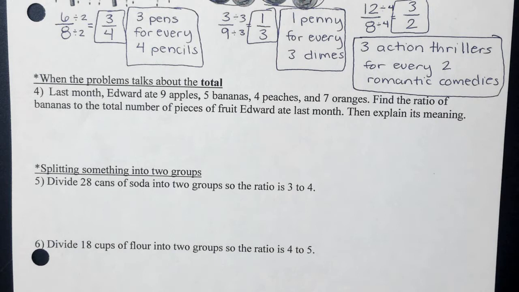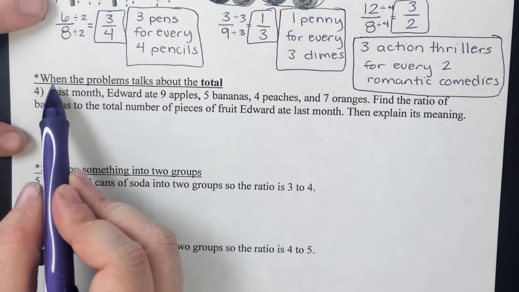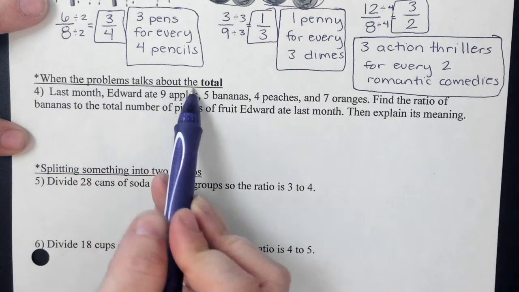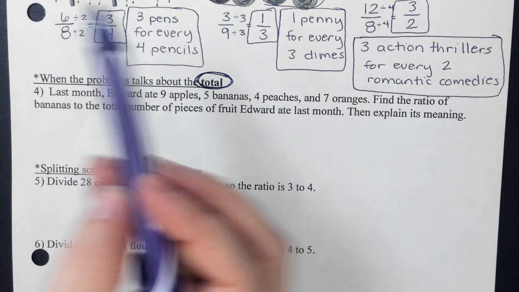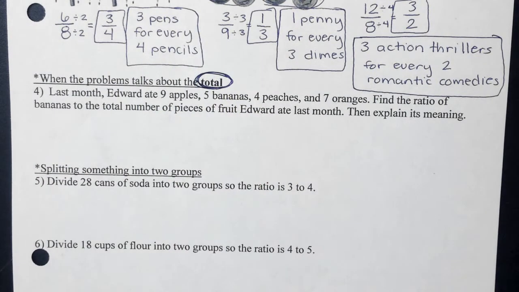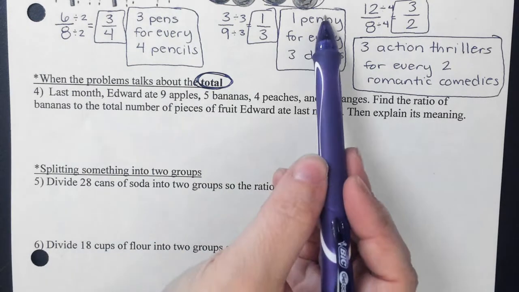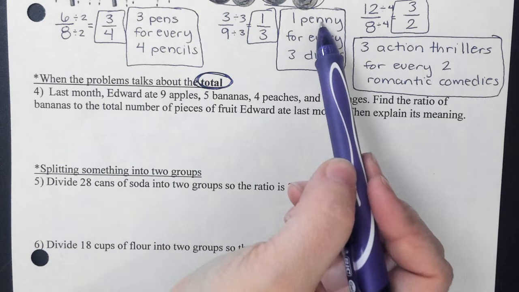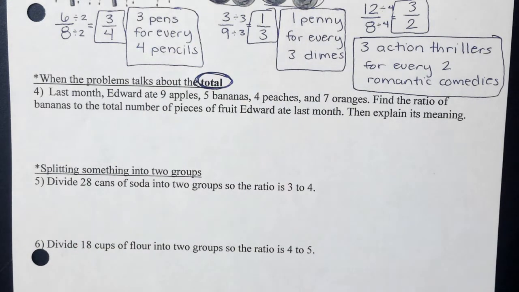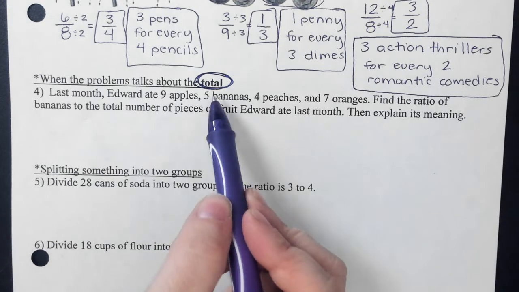All right. Let's look at number 4. So you'll notice number 4, it says above here, when the problem talks about a total. So now look at this. This was pens and pencils. They were 2 different things, right? And here we were talking about pennies and dimes. 2 different things. Was I comparing pennies to the entire amount of coins? No, I was comparing 2 different things. So this is going to be a little different.